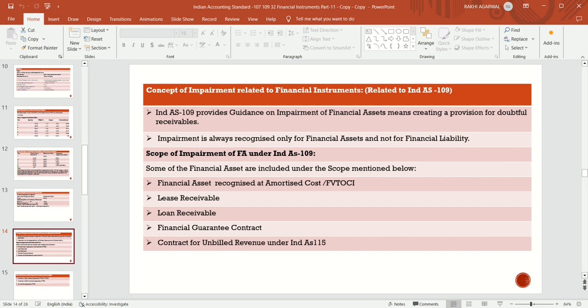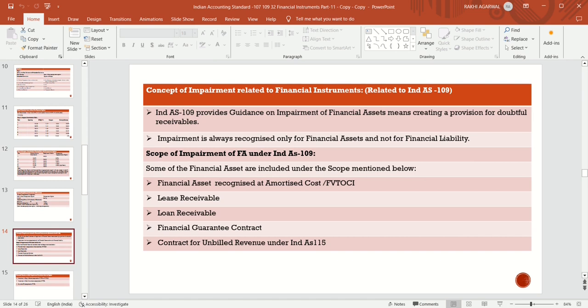Impairment is always recognized only for financial asset and not for financial liability. Impairment is a reduction in the value of asset only, there is no reduction in the value of liability. Impairment always happens in case of financial asset only, there is no impairment in case of financial liability. So impairment is always recognized only in case of financial asset and not for financial liability.